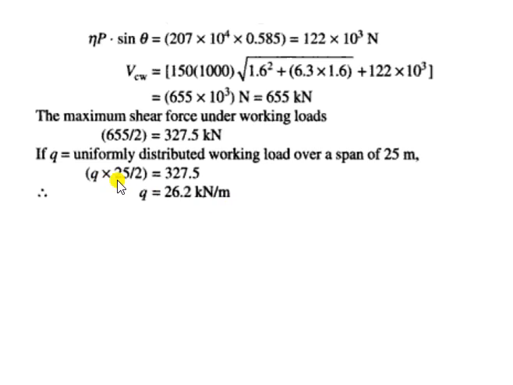So this is WL by 2. The formula to calculate shear force for a simply supported beam which is subjected to UDL is WL by 2. So W is taken as Q here, and here Q is the load which is unknown, and L is the span, divided by 2. That is equal to the shear force, which is known, 327.5 kilonewton. So Q is equal to 26.2 kilonewton per meter. So a beam can safely carry a working load of 26.2 kilonewton per meter.